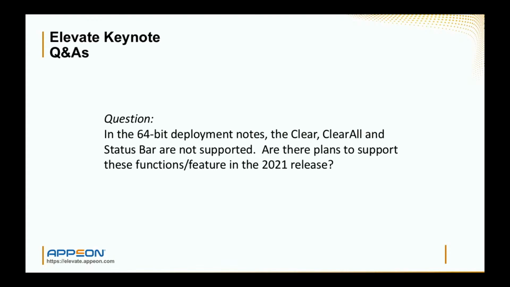Question: in the 64-bit deployment nodes, the clear all and the status bar are not supported. Are there plans to support these features in the 2021 release? 2019 R3 will provide 64-bit TX text control for 64-bit applications. This means that the clear all and the status bar are now supported in 64-bit rich text edit. This version is scheduled to release in January 2021.